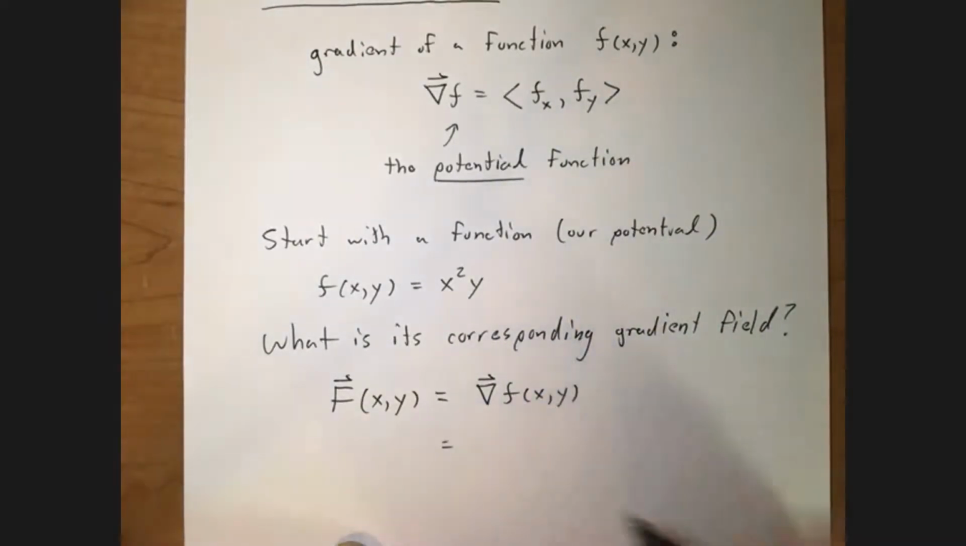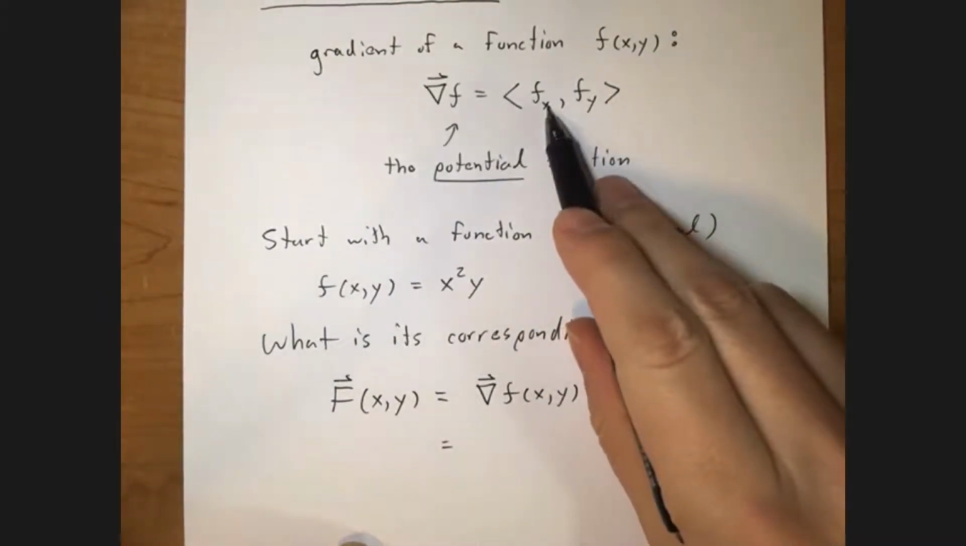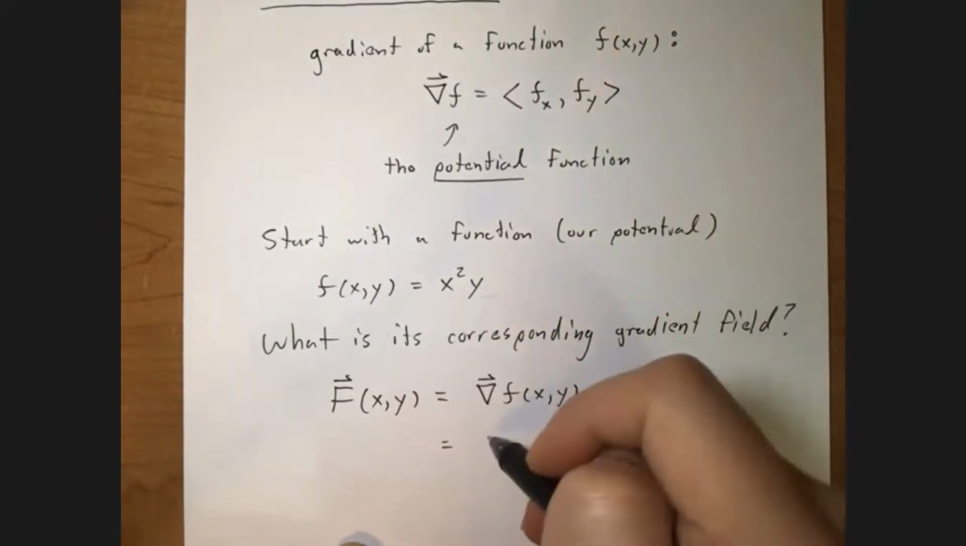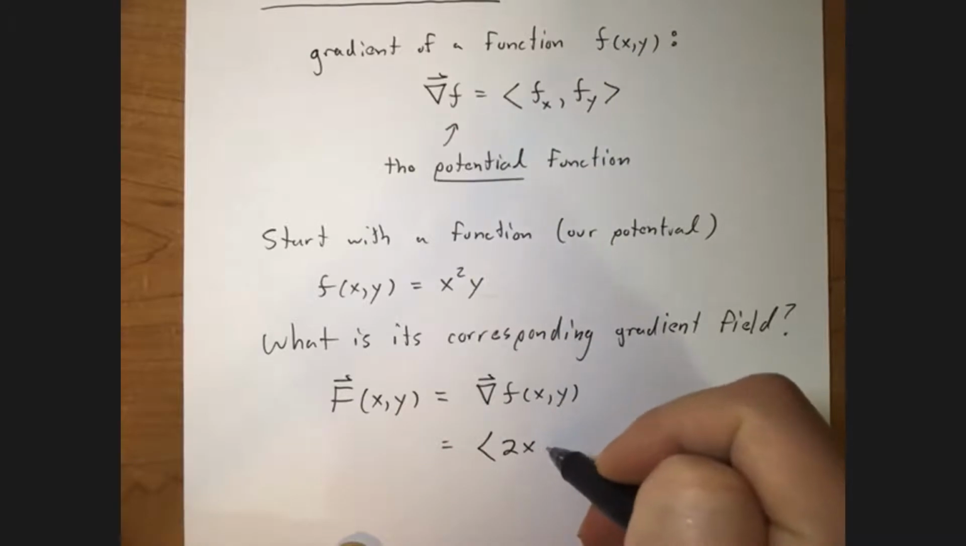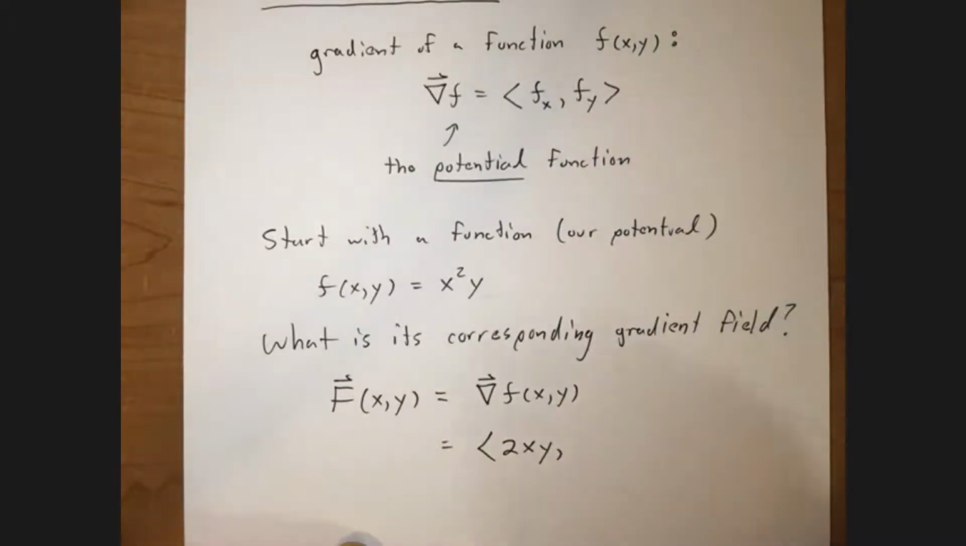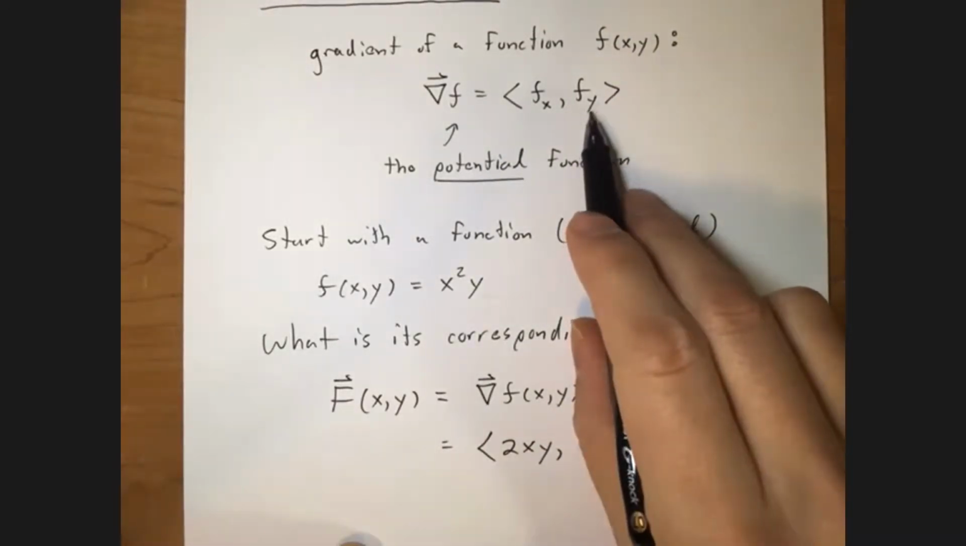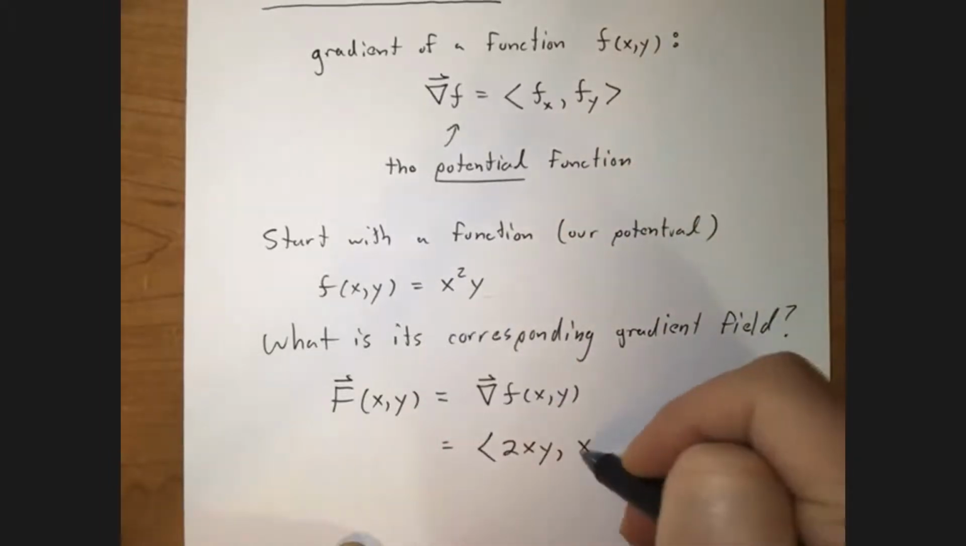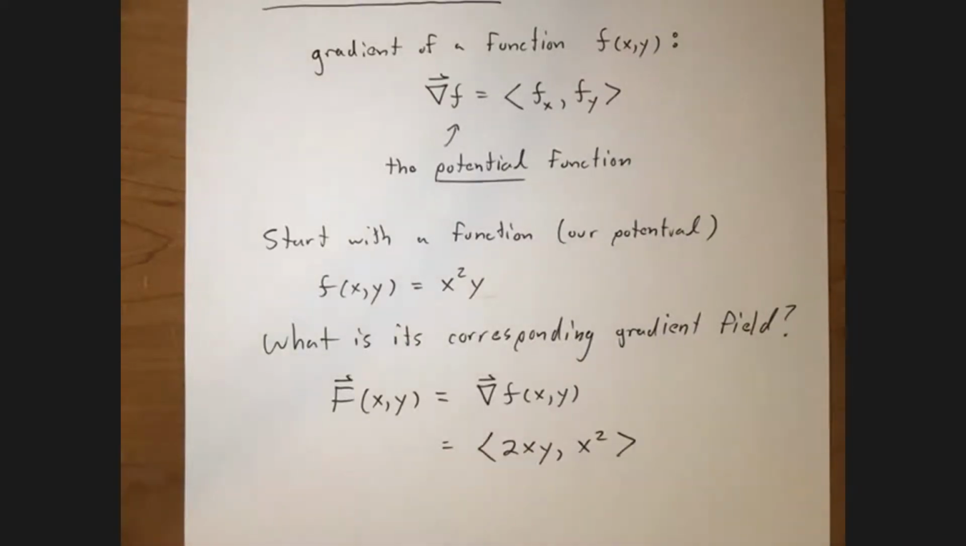Okay. So that's going to be the x derivative of the function. So if I take the x derivative of this, I get 2xy, comma, the y derivative of the function. So now I'm going to take the y derivative of this. It's x squared. So this is a vector field that is a gradient vector field, and this is its potential function.